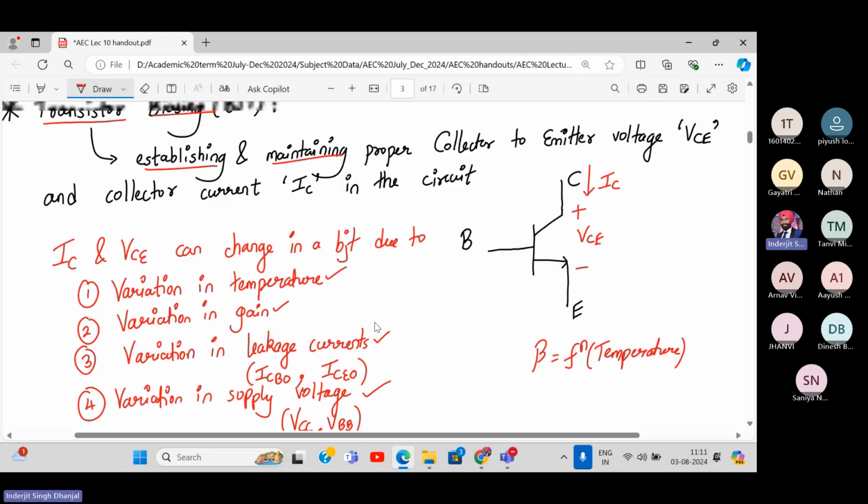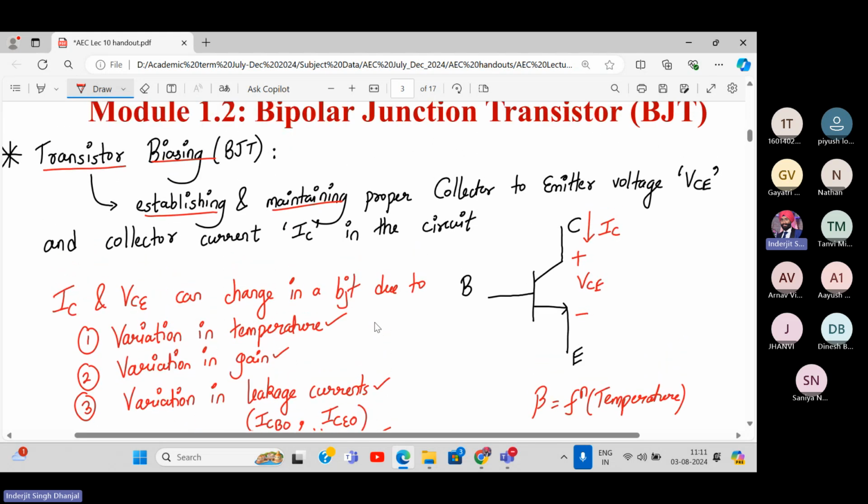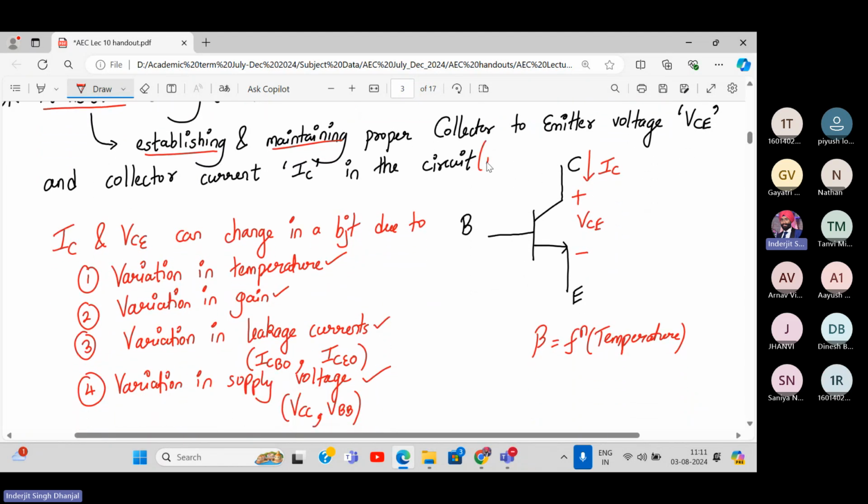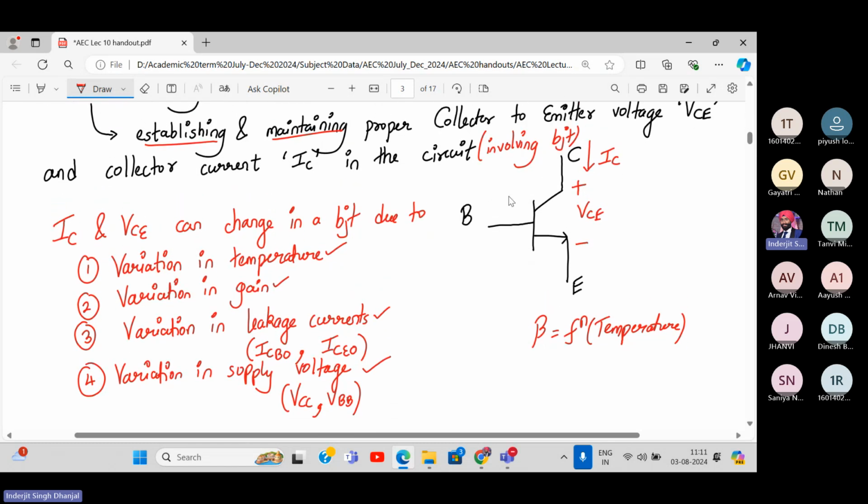All right. So let's just recap what is transistor biasing. Transistor biasing is establishing and maintaining proper collector to emitter voltage and collector current in a circuit involving bipolar junction transistor. And it is valid for both NPN and PNP transistors.